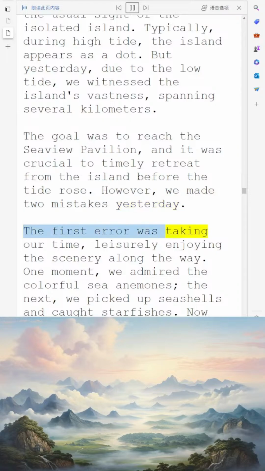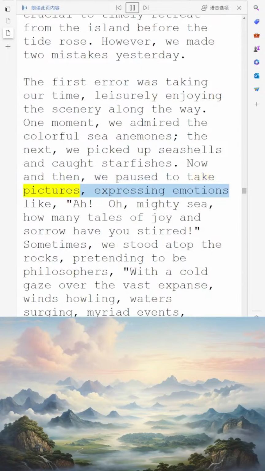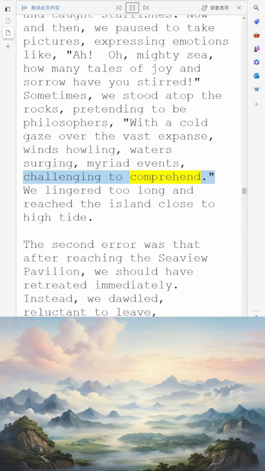The first error was taking our time, leisurely enjoying the scenery along the way. One moment, we admired the colorful sea anemones. The next, we picked up seashells and caught starfishes. Now and then, we paused to take pictures, expressing emotions like, "Oh mighty sea, how many tales of joy and sorrow have you stirred?" Sometimes, we stood atop the rocks, pretending to be philosophers, with a cold gaze over the vast expanse, winds howling, waters surging, myriad events, challenging to comprehend. We lingered too long and reached the island close to high tide.